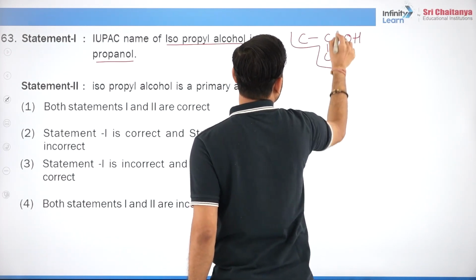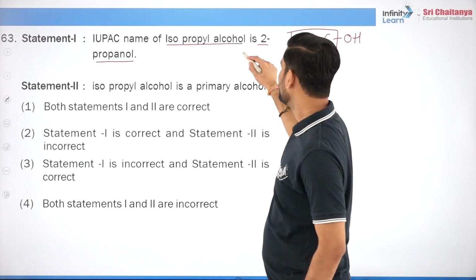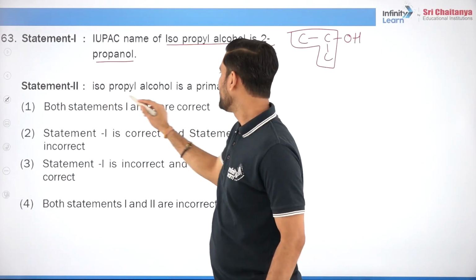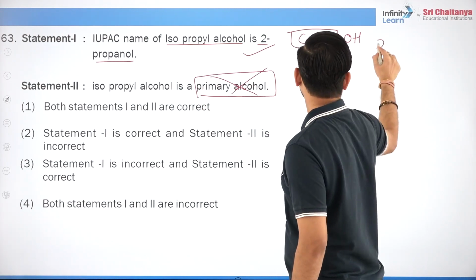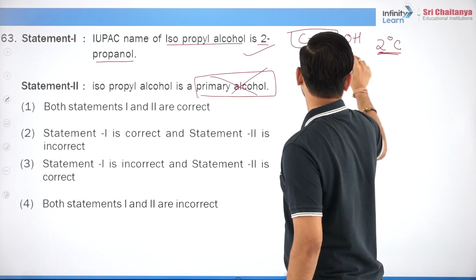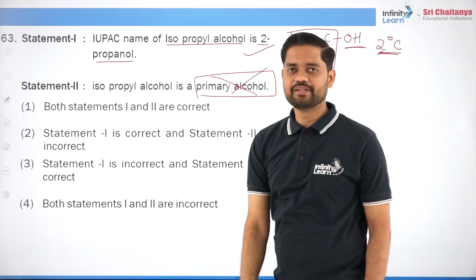And if I do its IUPAC, it is propane-2-ol or 2-propanol. Hence it is the right statement. Statement 2, isopropyl alcohol is a primary alcohol. This is wrong because it is a 2-degree alcohol. Why 2-degree alcohol? Because OH is bonded to a 2-degree carbon atom.